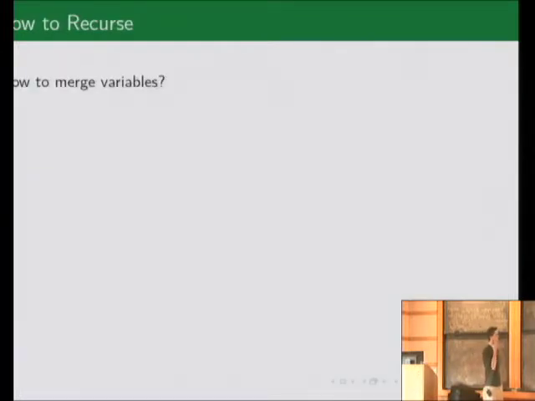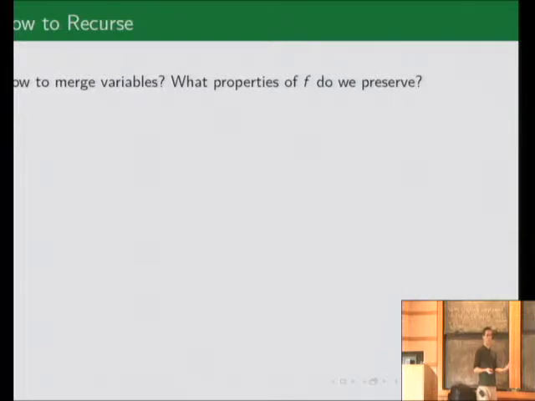So I want to talk about how to merge variables, because this is sort of an amorphous concept. What does that mean? You're replacing these two variables with one, and you're preserving some property of your function. But what properties do we preserve? Clearly, we want to preserve non-zeroness of the function, but maybe that's enough, maybe it's not.